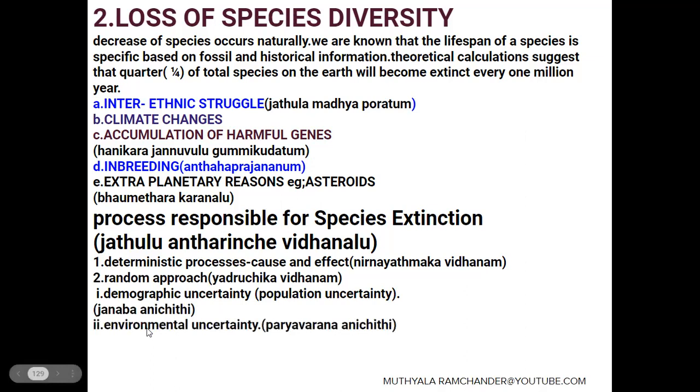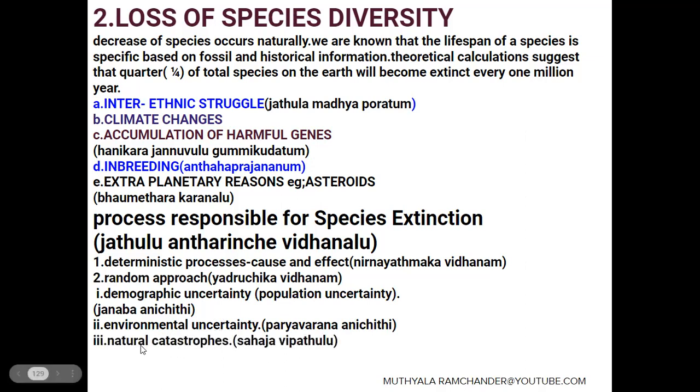The next one from the random approach is environmental uncertainty. Uncomfortable environment: increasing temperatures, heavy winds, heavy rains, heavy floods, earthquakes, uncomfortable soil. These are all called environmental uncertainty. With this uncertainty of environmental factors, some species become extinct from the diversity.